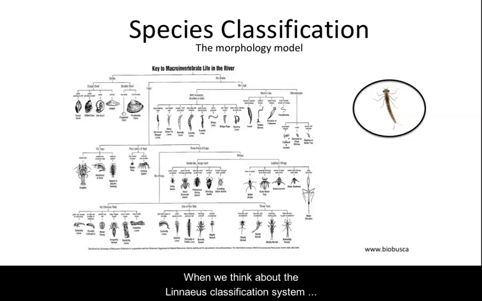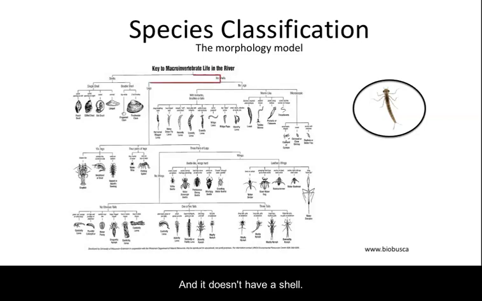When we think about the Linnaean classification system, we typically think about clustering organisms based on morphological differences. So say we were collecting a bunch of invertebrates from a river and we wanted to determine what species this specimen that we collected is. We might use a dichotomous key, shown here, to help us decide based on morphological characters what the species is. So we would start at the top and answer the question, does it have a shell? And it doesn't have a shell. So we go on to the second question, does it have legs? Yes, it has legs. And the next question, how many legs does it have? Well, this specimen has 3 pairs of legs.